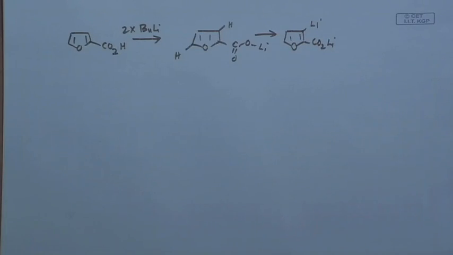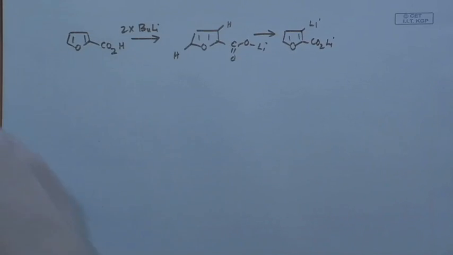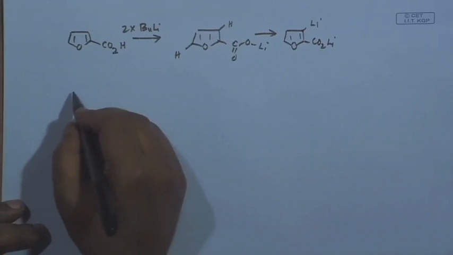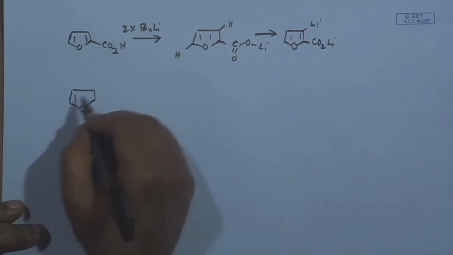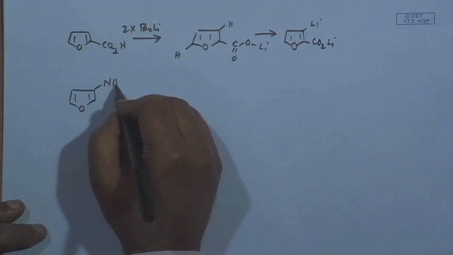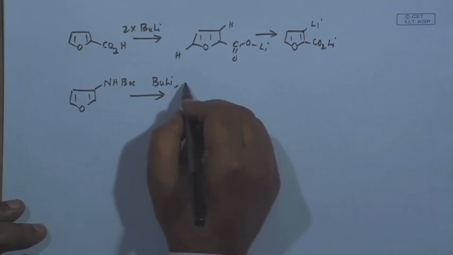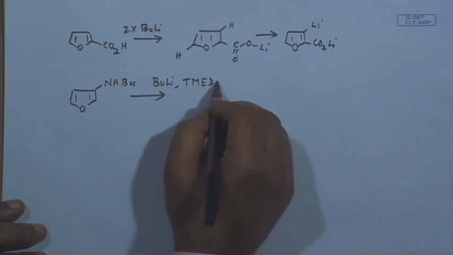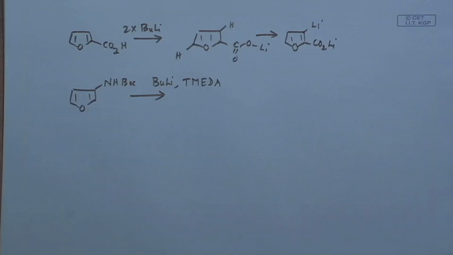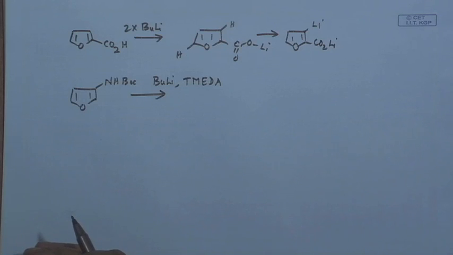Okay. And so, let us similarly take a very similar example. So, you have NH and BOC now. The conditions again are butyl lithium and TMEDA. So, what do you expect? What is the expectation? That means, you have to find out the position, 2 or 3, and which one.